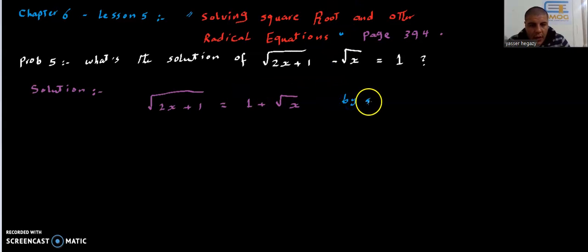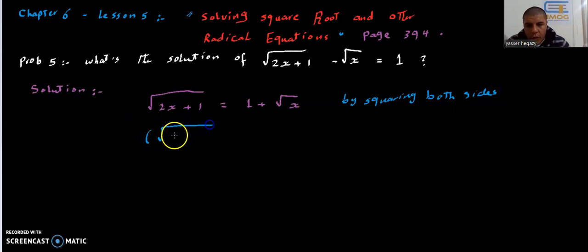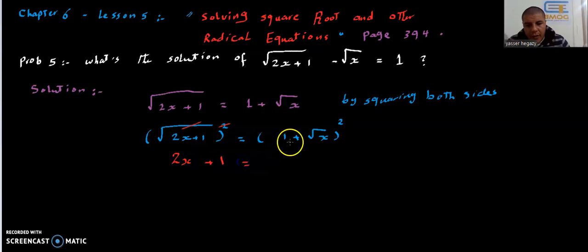I'll say by squaring both sides. So here the square root of 2x plus 1 to the power 2 is equal to 1 plus the square root of x, whole power 2. The square root cancels the power 2 and the remainder will be 2x plus 1 is equal to 1 plus the square root of x, all to the power 2.